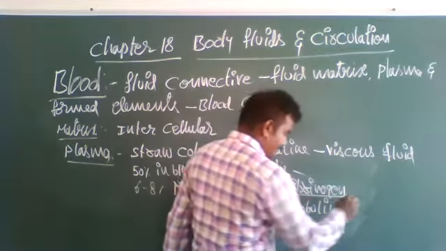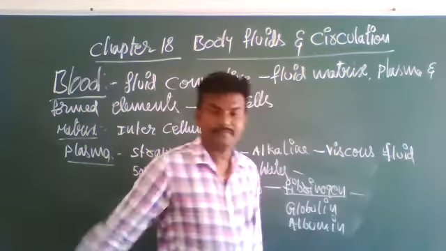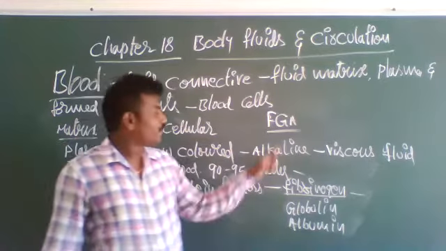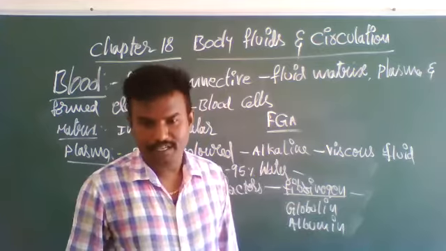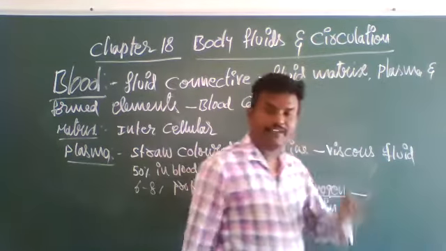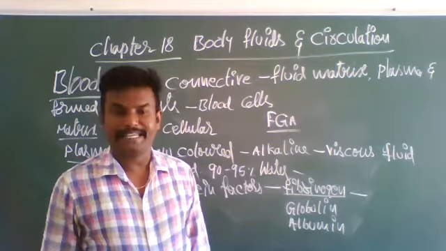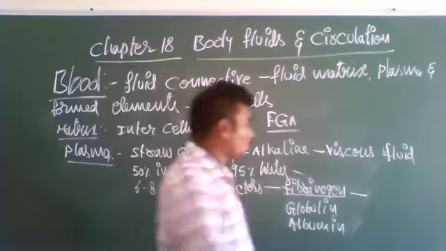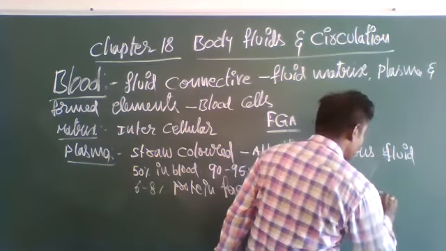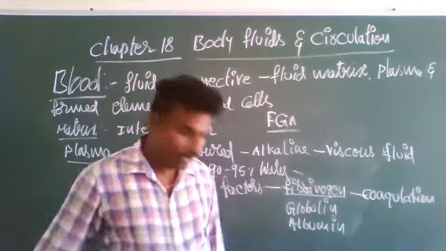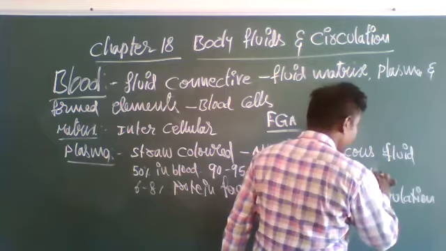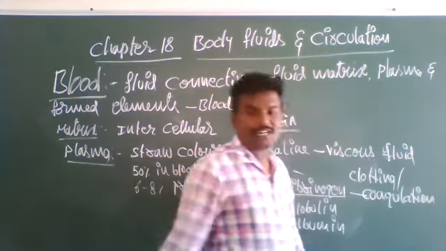So we have to remember this as FGA. Fibrinogen, globulin, A, albumin. Fibrinogen is present in inactive form. It is involved in clotting, coagulation or clotting of blood.